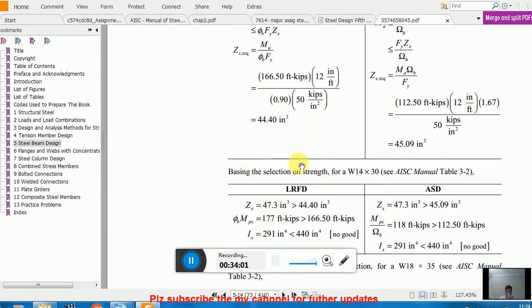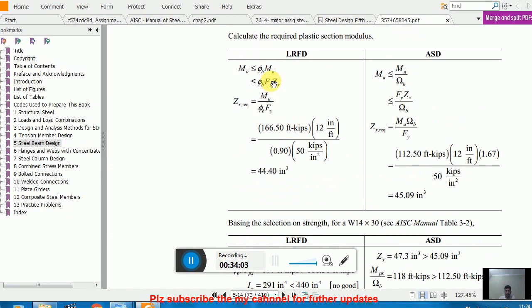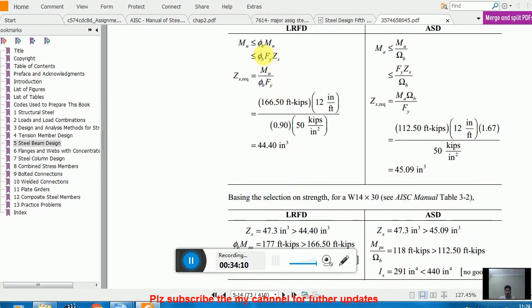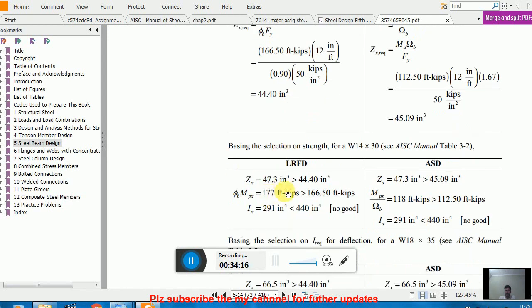Now you need to recalculate your moment capacity. You just need to plug values here. Your ZX now is 47.3, plug it here and calculate the design capacity and compare that capacity with MU. So you see your design capacity right now is 177 feet-kips, which is greater than this one.